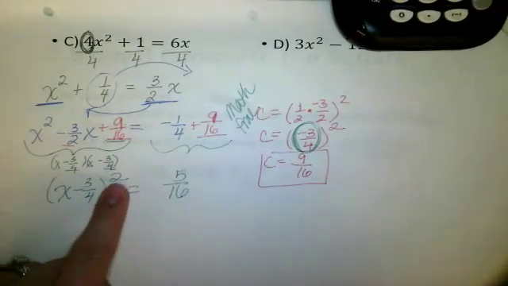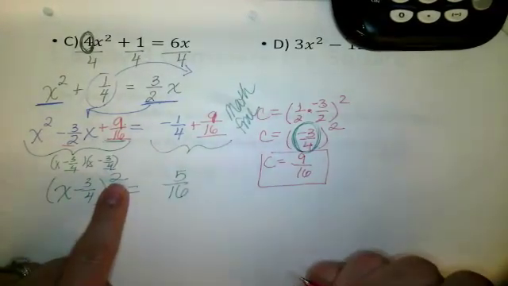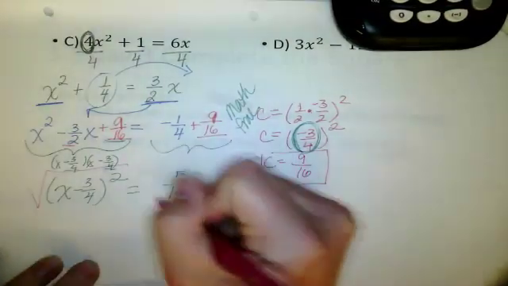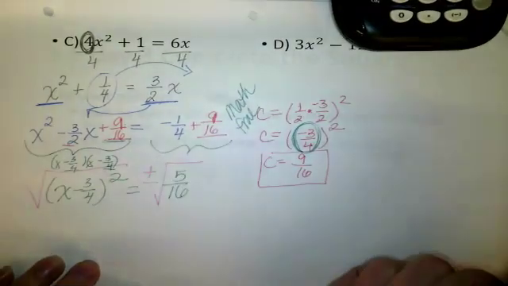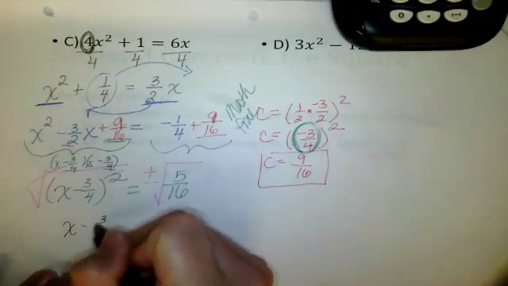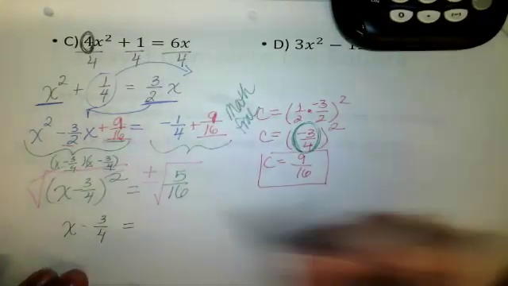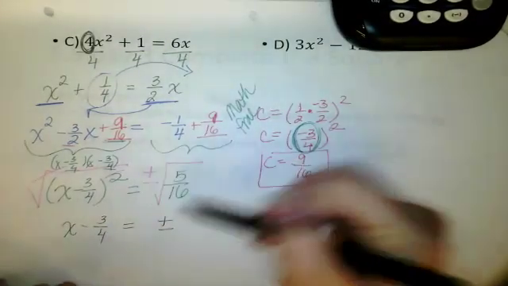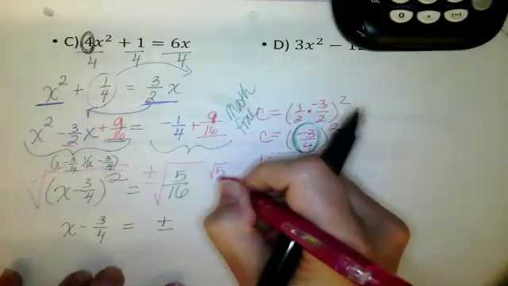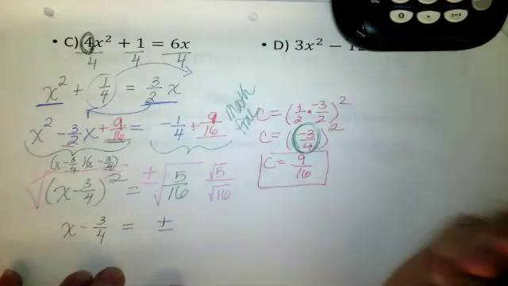How do I get rid of the square? How do I solve? Square root, yes. Both sides, don't forget the plus or minus. Square root and square cancel out. So I get x minus 3/4 equals plus or minus. How do I deal with this giant radical? Split them up. So it becomes radical 5 over radical 16.